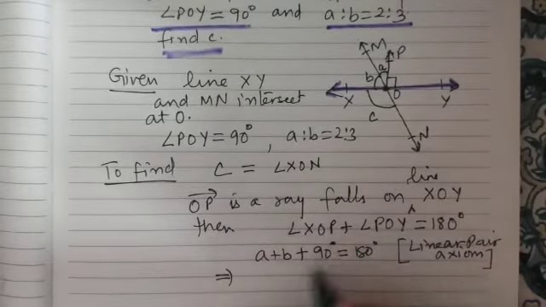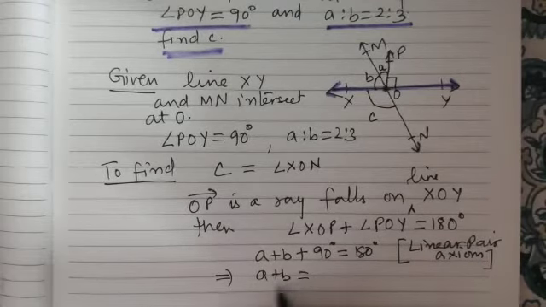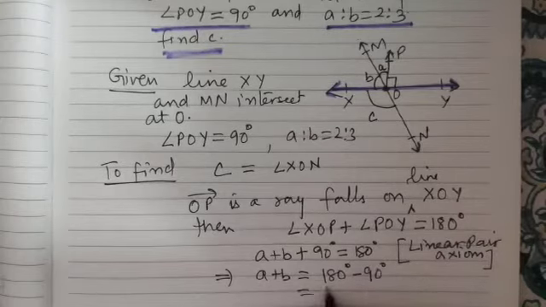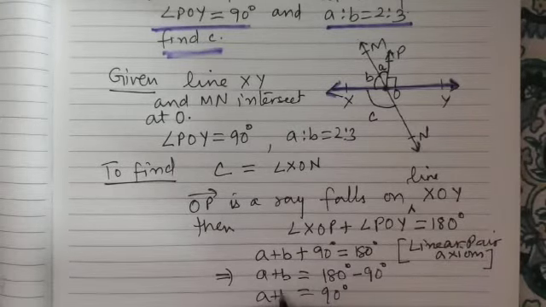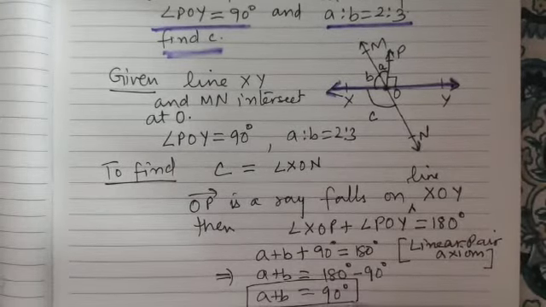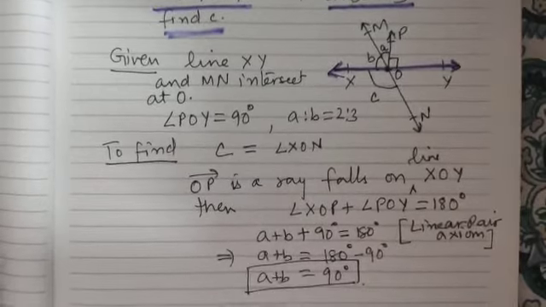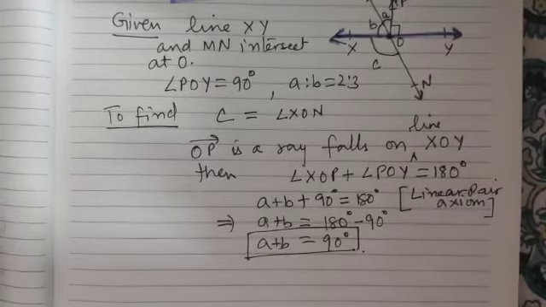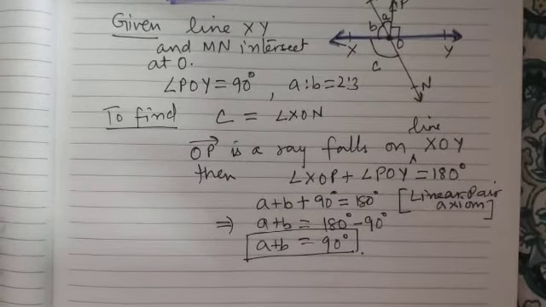So we have just replaced this, and from here we get that A plus B is 180 minus 90, that is 90 degrees. So we have got A plus B equals 90 degrees. Now it is given that A is to B, they are in the ratio 2:3. A and B both are in the ratio 2:3.